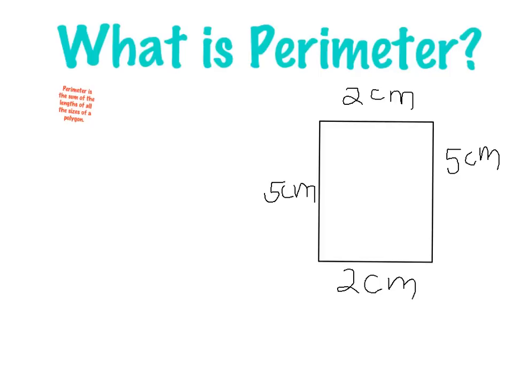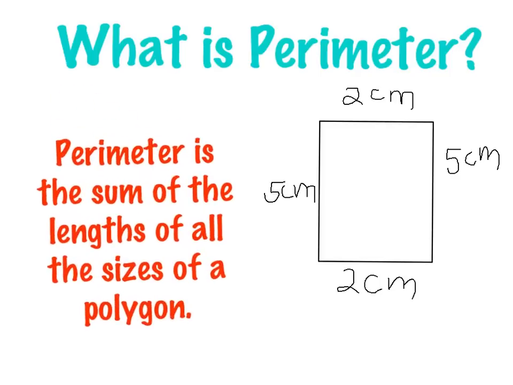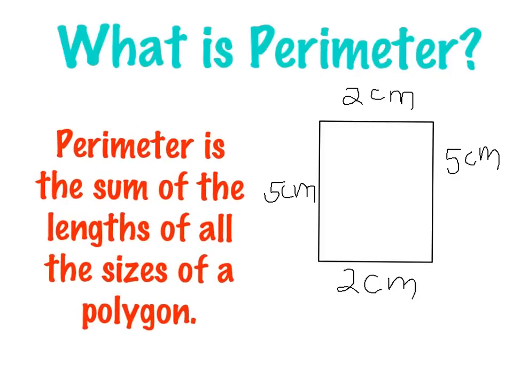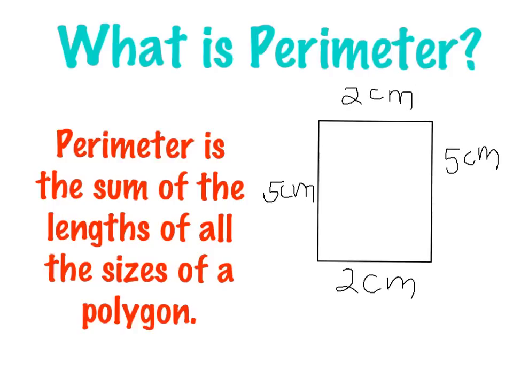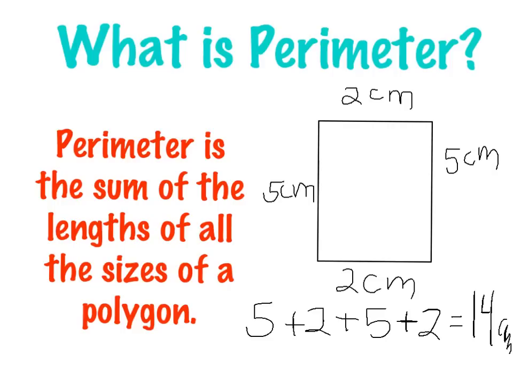First, you need to learn what is perimeter. Perimeter is the sum of the lengths of all of the sides of a polygon. So if you look to the right, you'll see a polygon right here, and I've defined the lengths of each side. So if you add up each of those sides, so let's say 5 plus 2 plus 5 plus 2, you will see that the perimeter of this polygon is 14 centimeters.